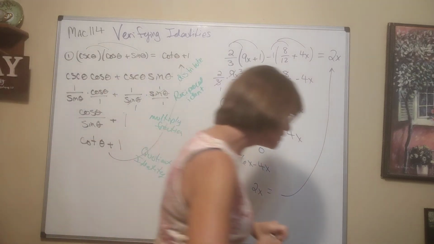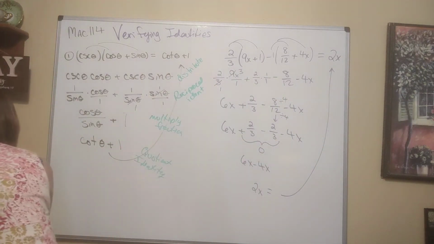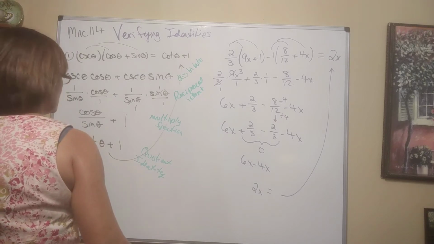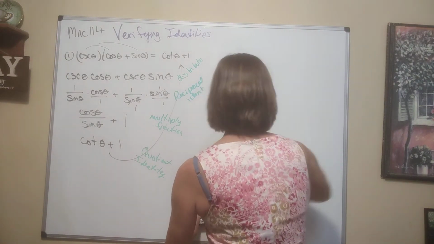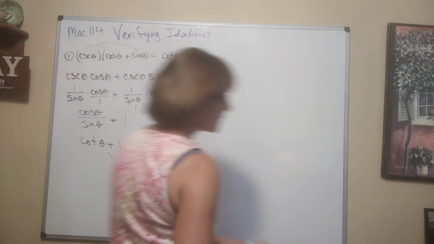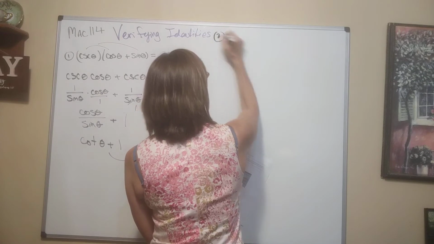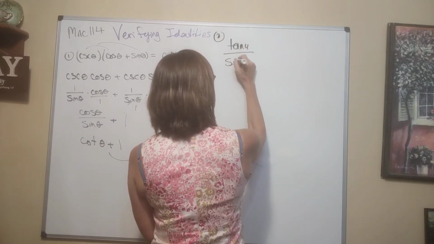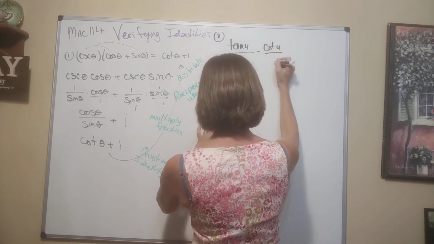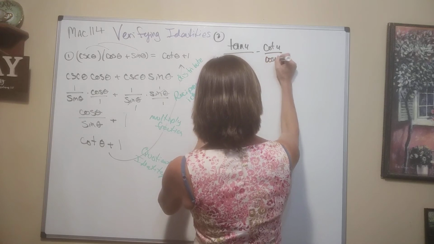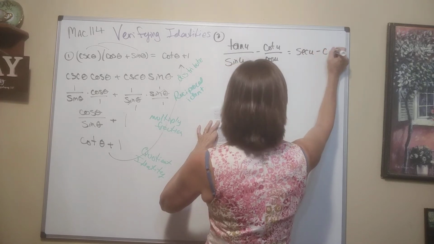Okay, let's do number 2 and see how this goes. They give us the tangent of u is equal to, oh no, it's times some other stuff, isn't it? All right, number 2: tangent of u over the sine of u minus the cotangent of u over the cosine of u is equal to the secant of u minus the cosecant of u.